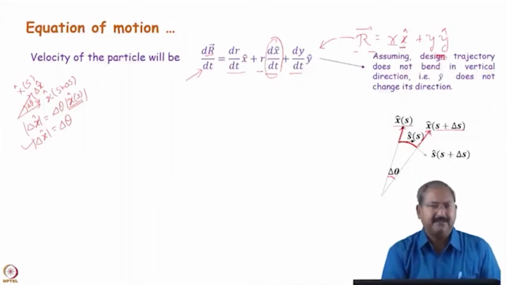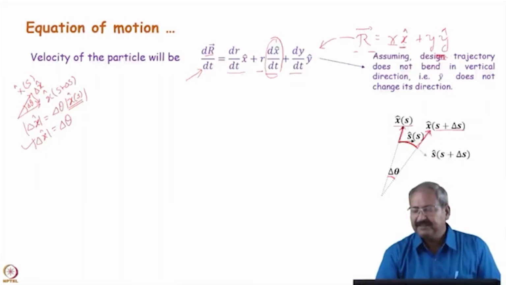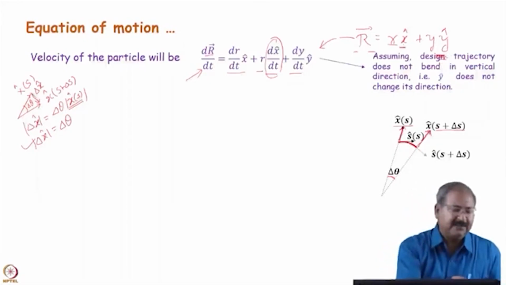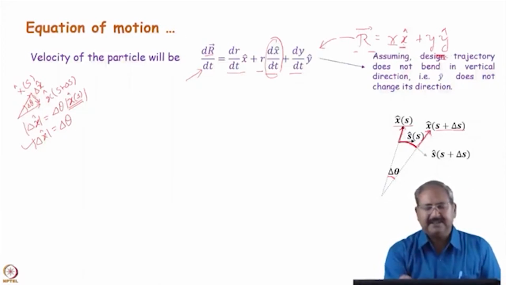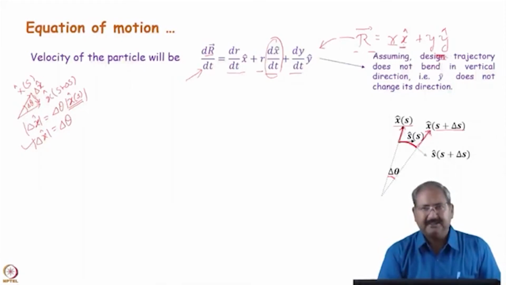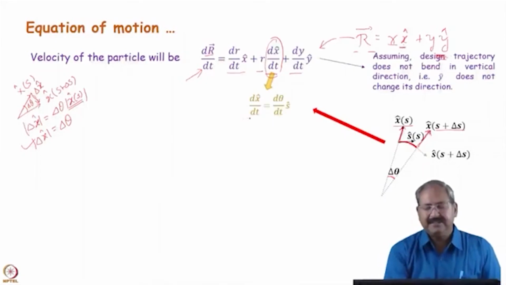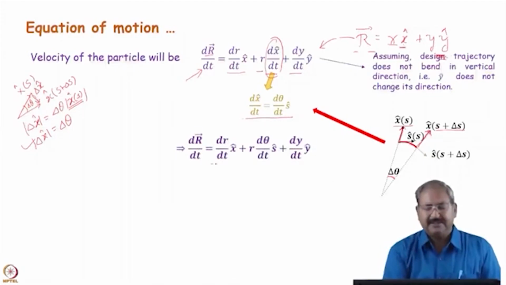But what will be the direction? Because it is a change in the vector. As you can see from this figure, as we make delta theta tend to 0, this delta x cap will be in the S cap direction. So dx cap by dt can be written down as d theta by dt, which is the magnitude, and the direction will be S cap. That means dx cap by dt is equal to d theta by dt S cap. So our velocity we can write down as dr by dt x cap plus r d theta by dt S cap plus dy by dt y cap. Now we will differentiate this velocity to obtain the acceleration.